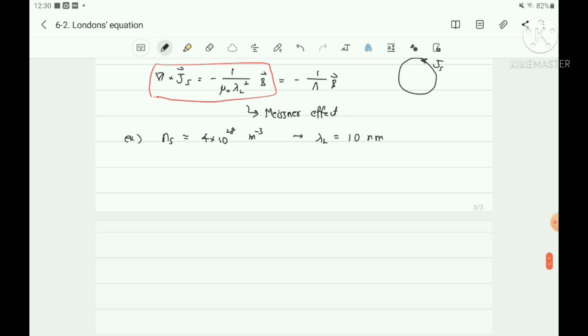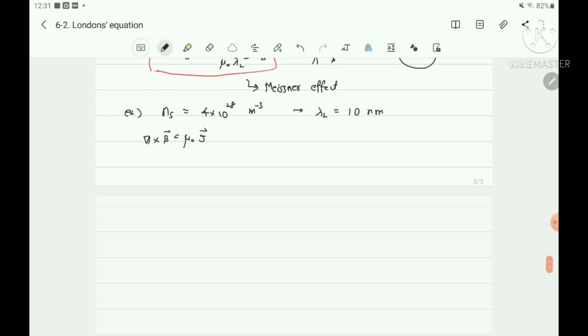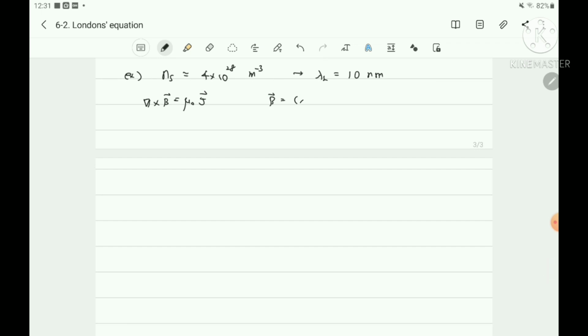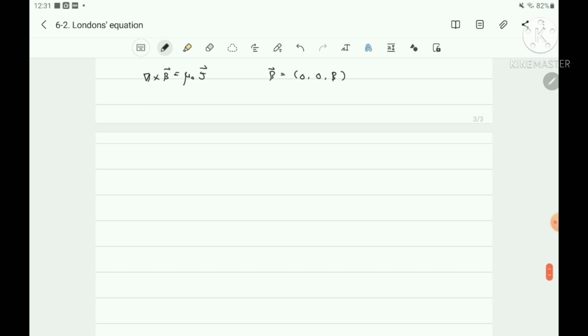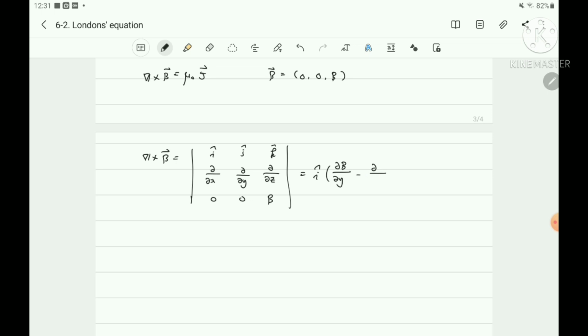Anyway, from the Maxwell equation, curl B is mu 0 J. Let's consider the magnetic field in the z direction. Then curl B in Cartesian coordinates, with i, j, k, partial x, partial y, partial z, and 0, 0, B, is i partial B partial y minus j partial B partial x. Then it is mu 0 times (Jx plus Jy).